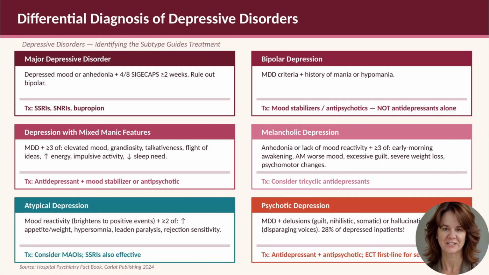When evaluating depressive symptoms, the priority is accurate diagnosis using DSM-5-TR criteria while simultaneously ruling out conditions that change treatment. A major depressive episode requires at least 5 symptoms over a 2-week period, with one being either depressed mood or anhedonia, along with changes in sleep, appetite, energy, concentration, psychomotor activity, guilt, or suicidal ideation. And these symptoms must cause clinically significant distress or impairment.